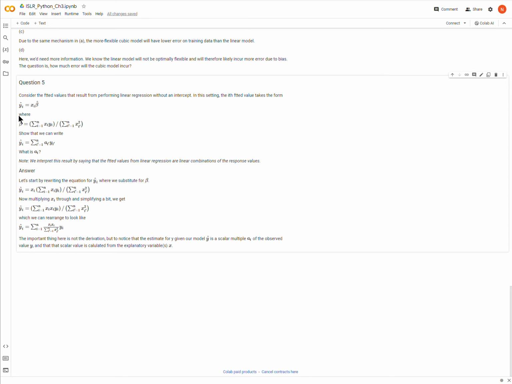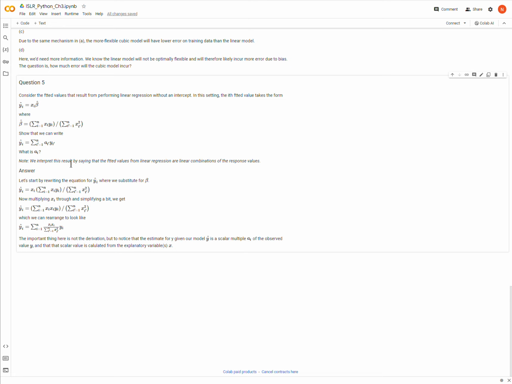All that we need to do is take the formula for beta and plug it into our formula for y hat, and we come out with something like this. Then we can just multiply the x through, so it will just go through this part. We get this equation, and we can rearrange that to look like that. And that means that all of this business here, the fraction here, is a_i, and then there's our y_i.